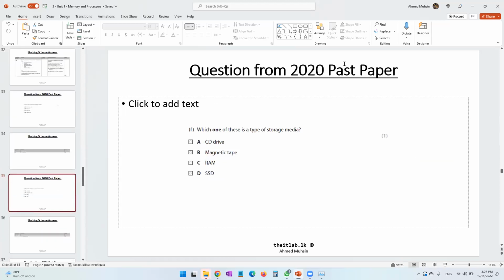From the same 2020 past paper, which one of these is a type of storage media? Okay, so you have CD drive, you have magnetic tape, you have RAM, and you have SSD. When we go through all these, the answer will be which one of these is a type of storage media? So our answer is going to be magnetic tapes, isn't it?